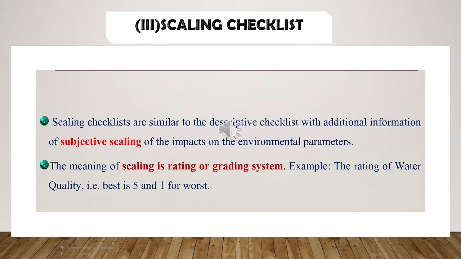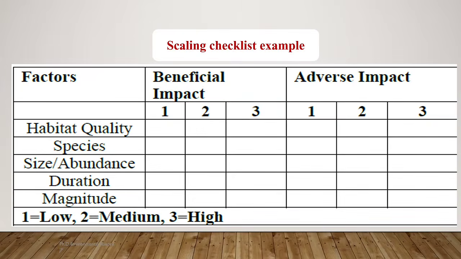So let's understand with the help of an example. The provided example uses a scaling checklist to evaluate the impact of a project on several factors like habitat quality, species, size or abundance, duration and magnitude. So in the beneficial impact scale, you can see 1, 2, 3. If the impact is low, you will assign value 1. If the impact is medium, 2. And if the impact is high, you will assign value 3. So first of all, let's understand this from habitat quality.